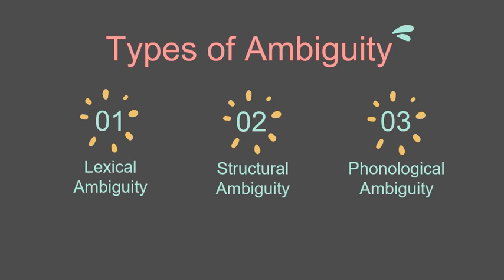Here we go. Types of ambiguity. There are three types of ambiguity. The first one is lexical ambiguity, the second one is structural ambiguity, and the third is phonological ambiguity.